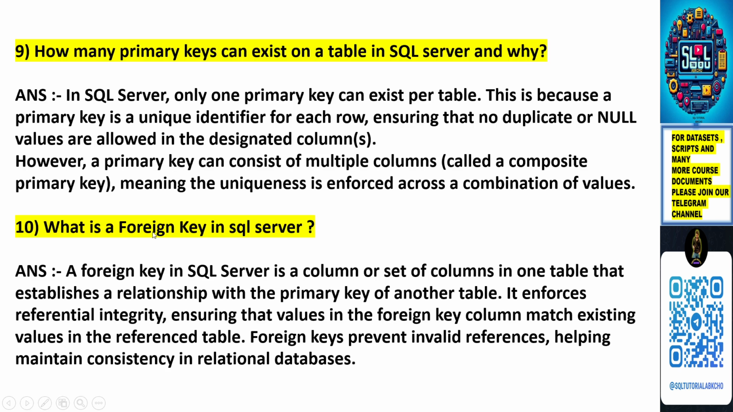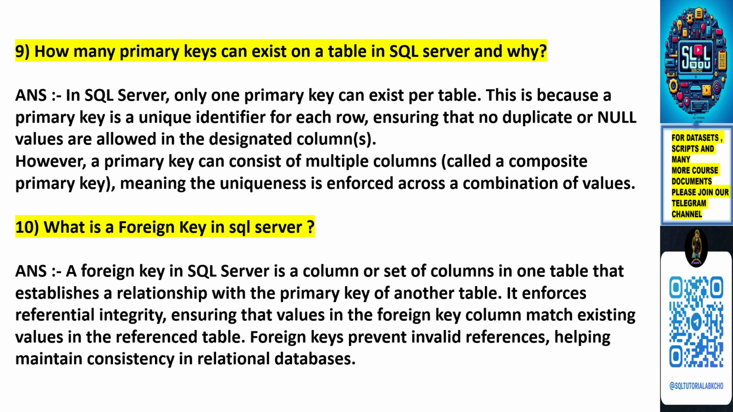So next, we have the ninth question. How many primary keys can exist on a table in SQL Server and why? So the answer for this is, in SQL Server only one primary key can exist per table. This is because a primary key is a unique identifier of each row, ensuring that no duplicate or null values are allowed in the designated columns.